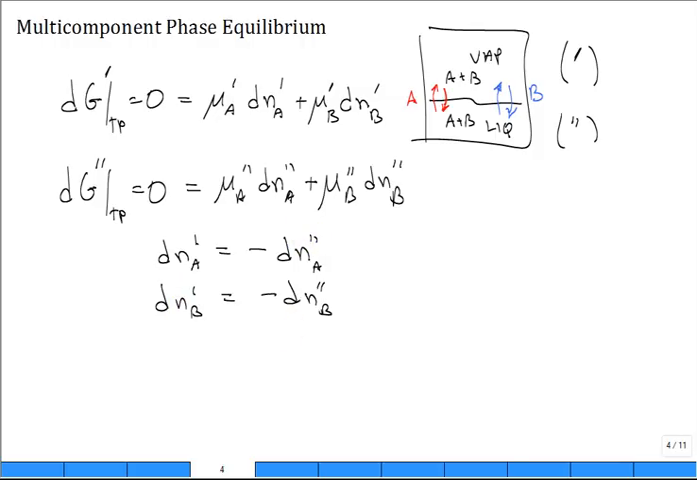Likewise for B. And so lo and behold, you substitute those in, you find 2 constraints. One is that the chemical potential for component A in the vapor phase is equal to the chemical potential of component A in the liquid phase at equilibrium. Likewise, the chemical potential of species B is equal regardless of what phase it's in, first or second phase. So at equilibrium, that's true.